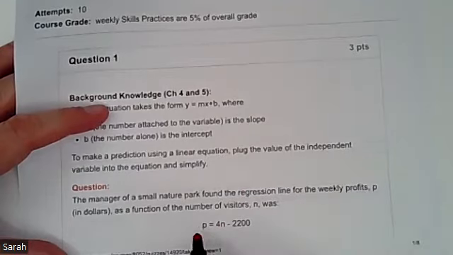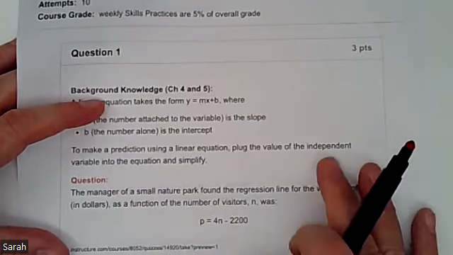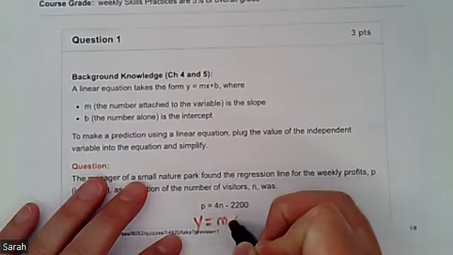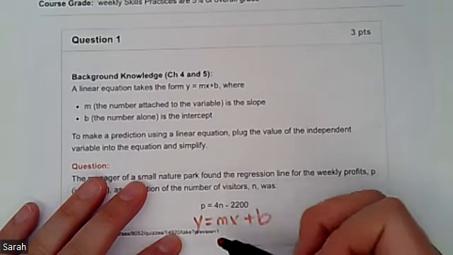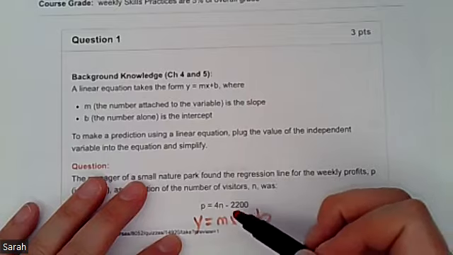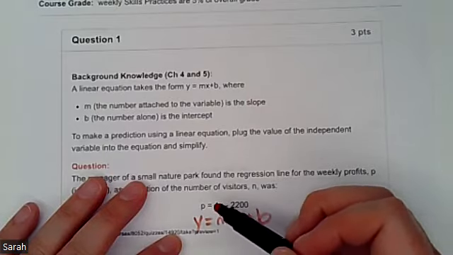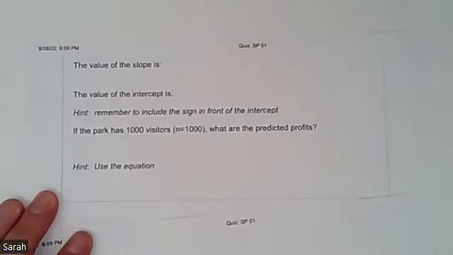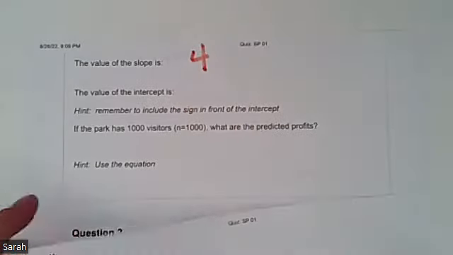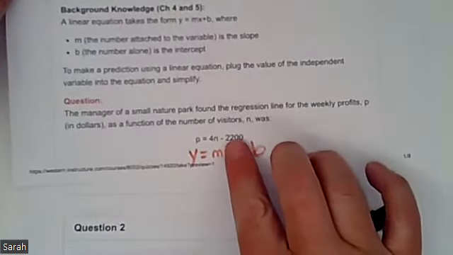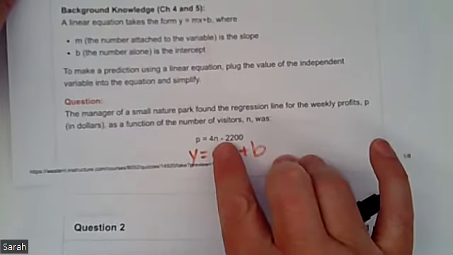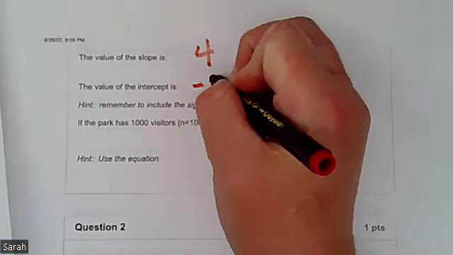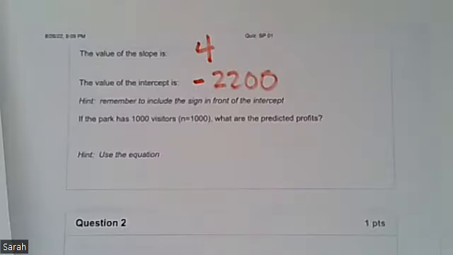Maybe P equals 4N minus 2200 seems a little bit foreign looking since we're using different variables. But if I put y equals mx plus b underneath, now I can see how these line up. The N and the x are functioning the same. So my slope here is the number in front of the N, which is going to be a 4. So I'll put a 4 in this first box for the slope. And then the intercept is the number by itself. The one thing you do want to do is make sure you include the sign. So this is a minus 2200, and the answer I'm going to put in is minus 2200. I am going to include that negative sign.